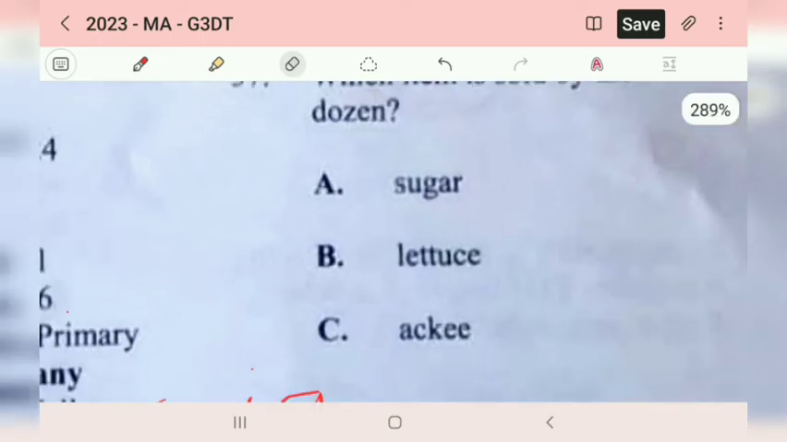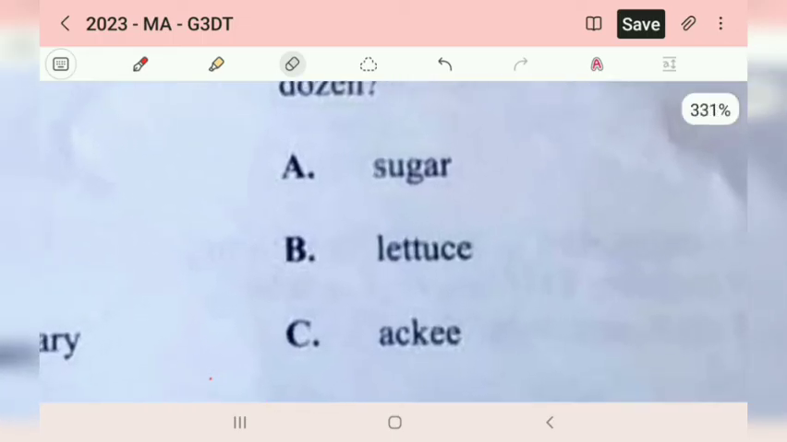37. Which item is sold by the dozen? We can buy a dozen sugar cane. But this is not sugar cane, it's sugar. Can we buy a dozen sugar? How would they determine that unless they're going to give you 1 dozen grains of sugar? And it never said bags of sugar. You can buy a dozen bags of sugar, but sugar by itself, we don't buy it by the dozen.